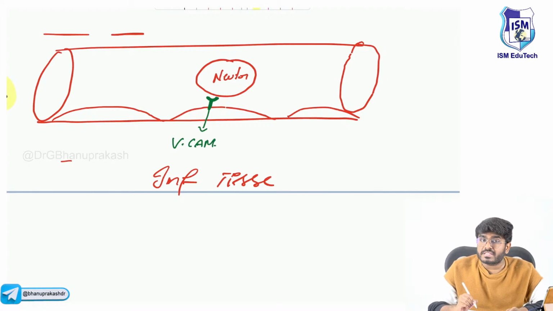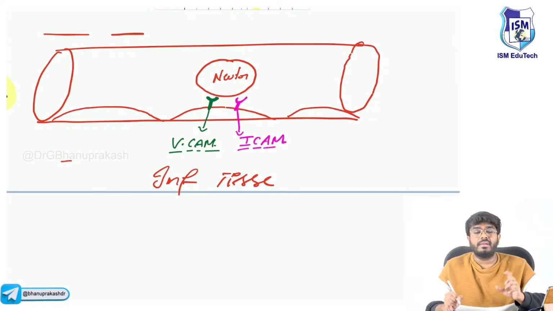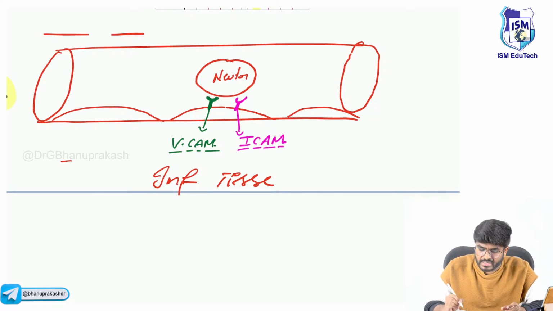Okay, so VCAM is present where? On the endothelium. VCAM stands for vascular cell adhesion molecule. And let me show you with another color, pink. What is this one? This is called ICAM, intercellular cell adhesion molecule. VCAM is there, ICAM is there.